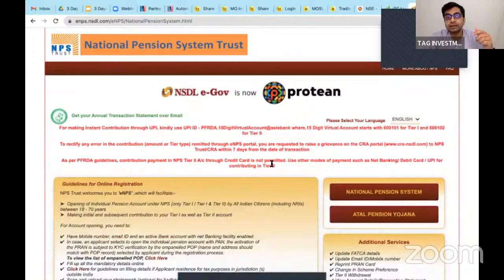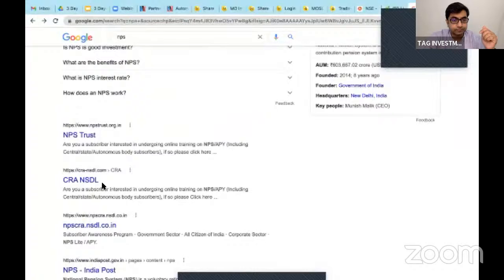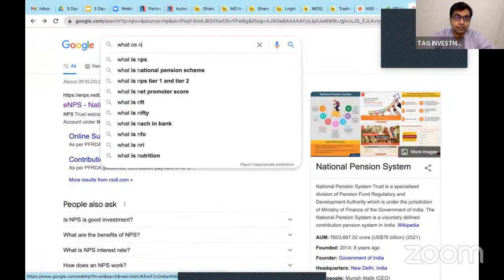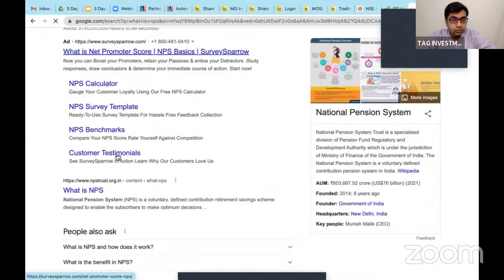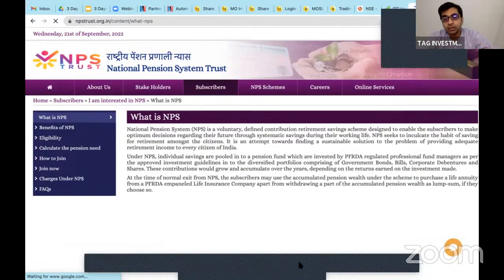I'll just show you another page. You can simply type here what is national pension scheme. So it's basically a retirement scheme in which you need to invest up to the age of 60 minimum. You can also stay invested up to 65, 70, 75 years of age and then start your pension. But generally how it works is that you keep contributing on a monthly or a yearly basis.